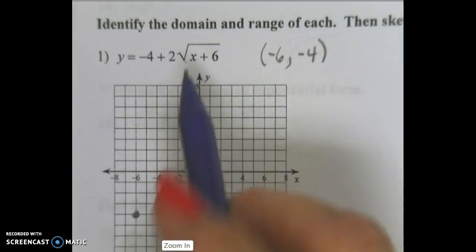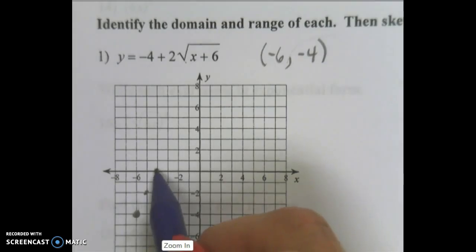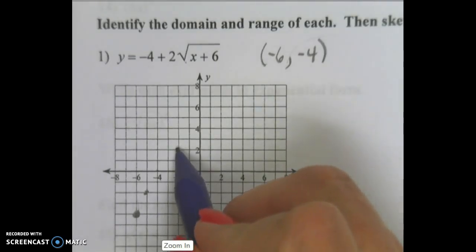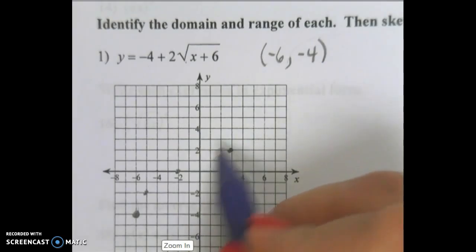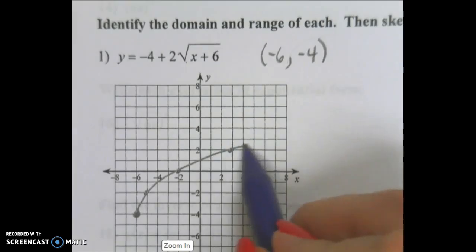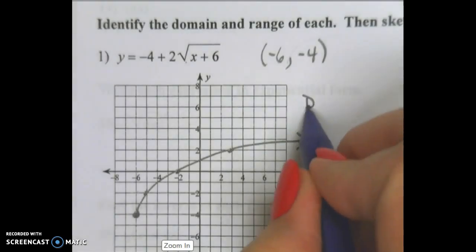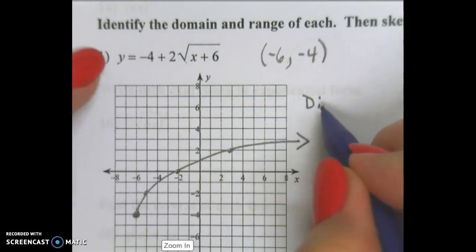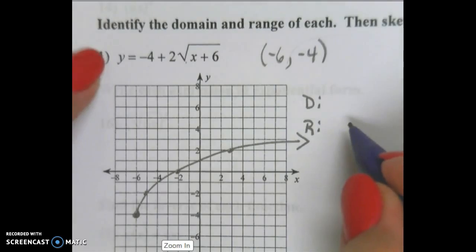Now because of my 2 here, I'm going to go up 2 and over 1, up 2 and over 3, up 2 and over 5, and that gives me my wave. So now my domain. Again, you can graph this in your graphing calculator and look for your y equals and type in your function and graph it, and you can look at the table of values to find what your graph looks like as well.